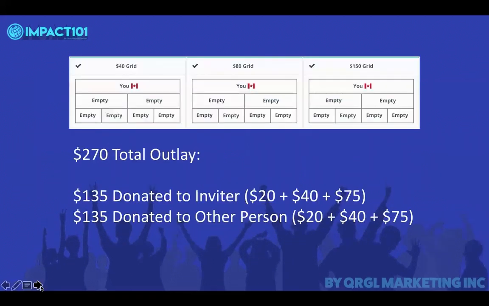So with this in mind, here's the strategy many people are using so that they can maximize the donations they receive. Start with the first 3 grids, the $40 grid, the $80 grid, and the $150 grid. The total outlay on that is $270, of which $135 is donated to your inviter and $135 is donated to the other person you fall beneath in the grids.